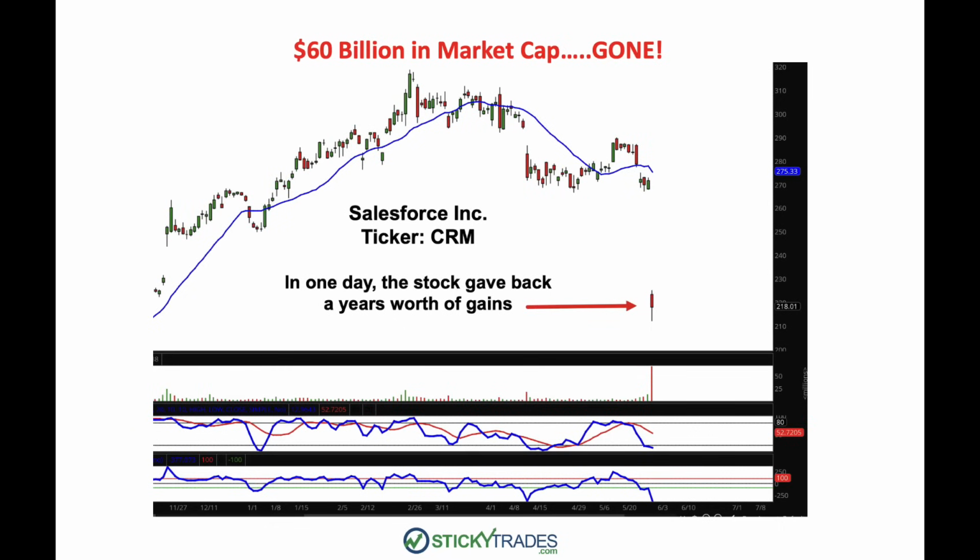Take a look what happened to Salesforce in one day. They lost 60 billion in market cap. I think the general public is becoming numb to billions, right? Because they're now starting to throw trillions around. But this is a significant drop in Salesforce. And you have to understand that investors who got into this in one day lost the entire year's worth of gains. You see how that makes investors nervous.